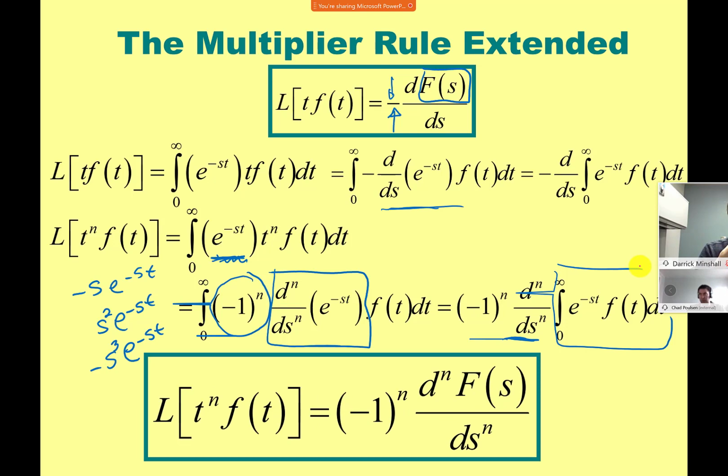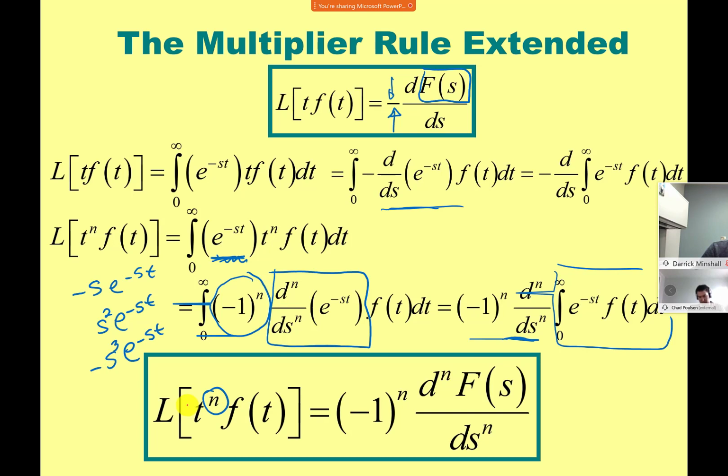So bottom line, if you have a t to the n times a function, you can transform it by doing negative 1 to the n. That'll take care of whether the sign needs to be positive or negative. And then you need to take the derivative of the Laplace transform that you get n times. So you'll transform whatever it is, and say once you transform it, you get 1 over s squared or something. Then you take a derivative of that as many times as whatever the power was on the t.